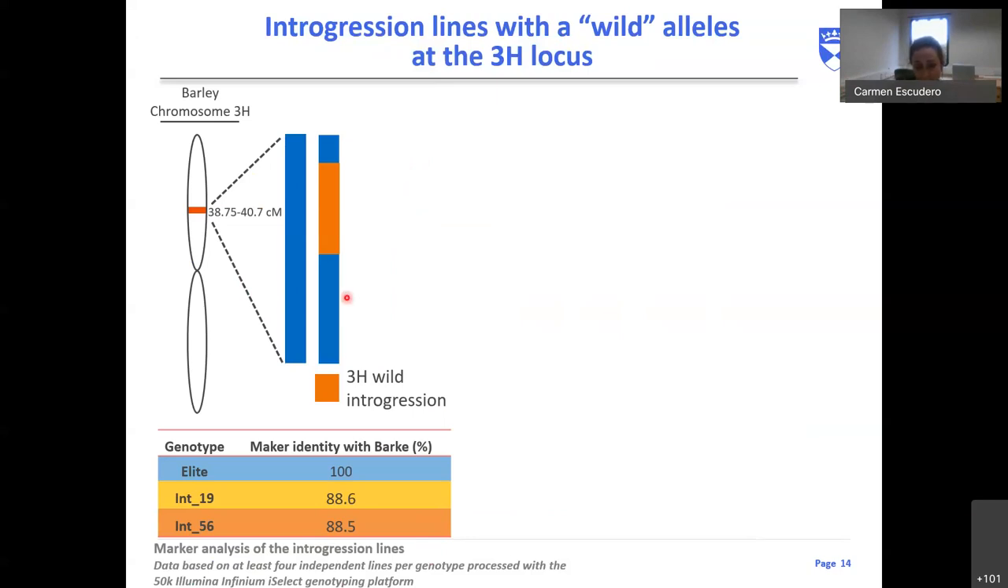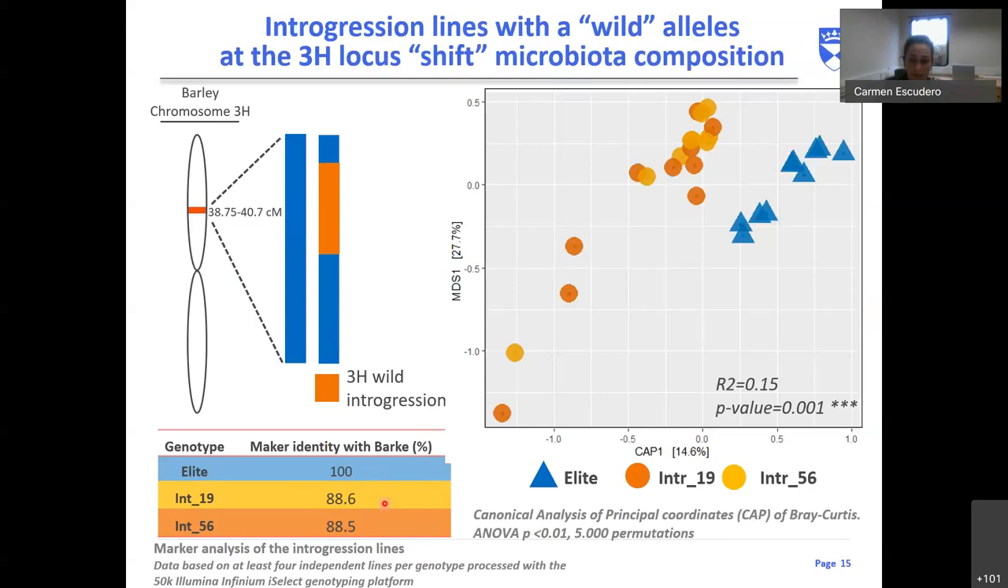including this 3H locus. So we genotyped these lines, and we selected line 19 and line 56, which, by genotyping with the 50K chip, are 10% different from the elite barley variety. I have to say that these two lines are genetically identical. Once we had the genetic profile of these lines, we wanted to see if they can produce a shift in the microbiota. This is what I'm showing here in this canonical analysis of principal coordinates.